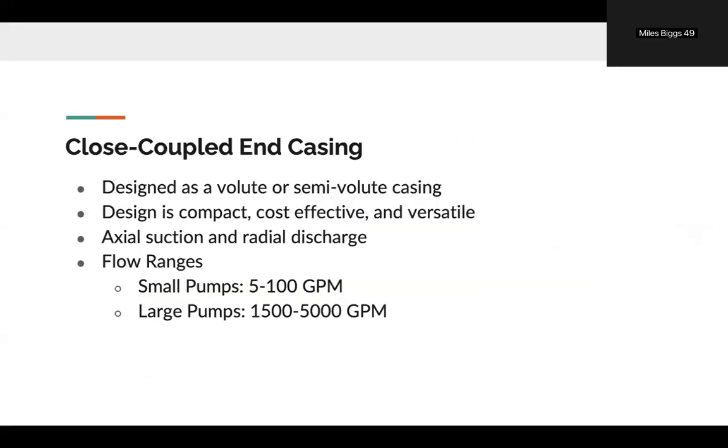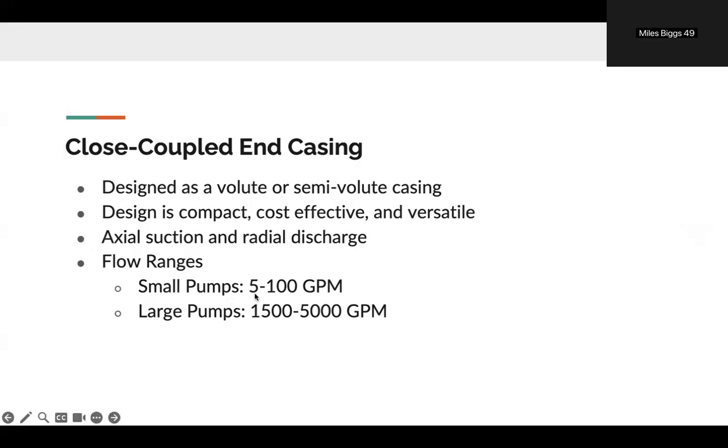So another type of casing, this is a close coupled casing. In this design, the casing is designed as either volute or semi-volute to efficiently direct the fluid flow into the impeller and then out through the discharge. The key characteristics of these casings include a compact single piece construction, so it's directly attached to the motor, eliminating the need for separate bearing frames and couplings. And then it has an axial suction and radial discharge. So the fluid enters axially and exits at a 90-degree angle, optimizing hydraulic efficiency.